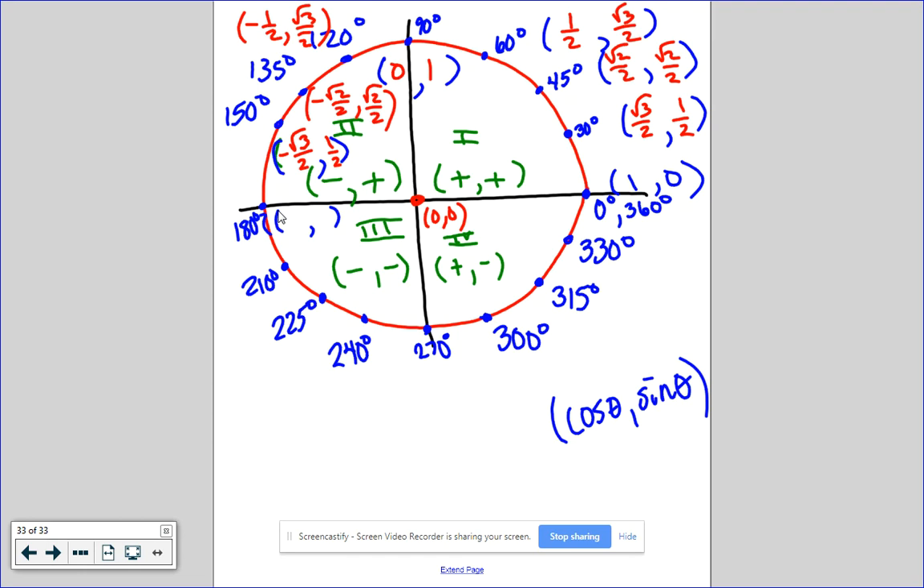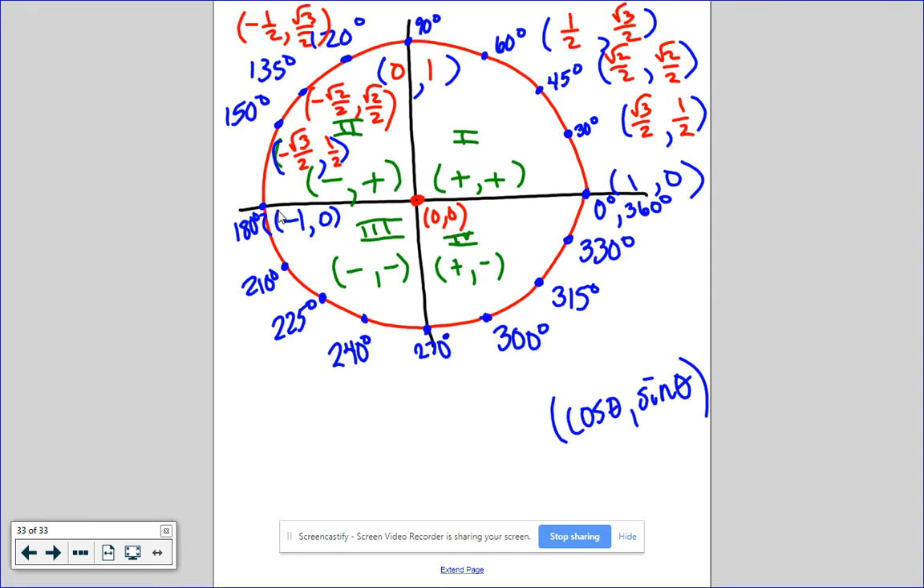Okay, so if we start at 180, 180 is on the x-axis. So what does that mean the y value is? 0. The y value has to be 0 there. And then it is to the left, and it's a radius length, so we know it has to be -1.